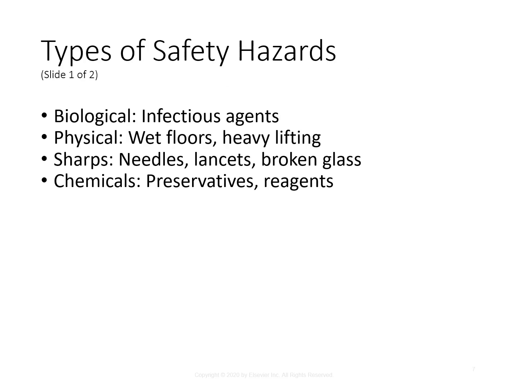Types of safety hazards that you may run into are biological, physical, sharps, and chemicals. Biological would be an infectious agent such as HIV, hepatitis B, C, things like that. Physical would be your wet floors or lifting something that's heavy. Sharps would be needles, lancets, or even broken glass. And chemicals are anything like a preservative or reagents that you may run into in the laboratory.